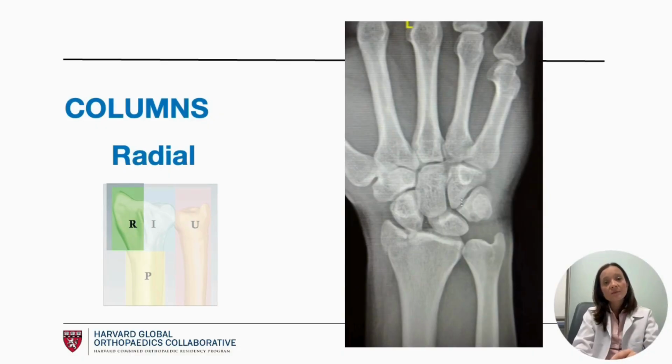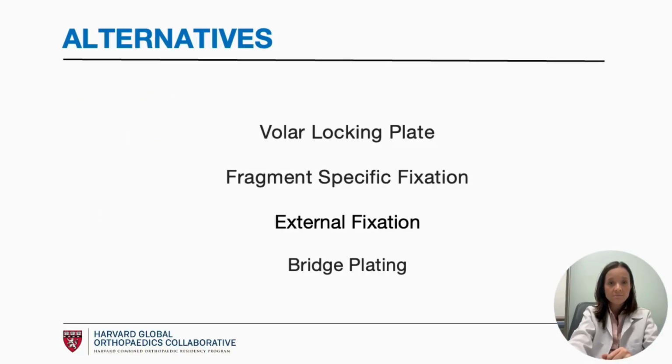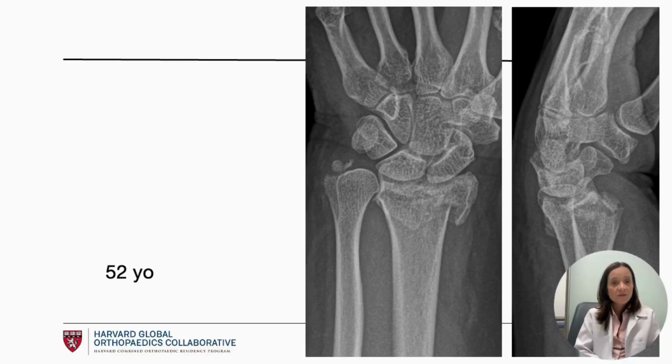The radial column maintains the carpal height and leads to a smooth distribution of load through the wrist. Inability to correct gaps between the intermediate and radial column stresses the scapholunate ligament, which in turn alters carpal kinematics. Moving on to treatment alternatives, I will go over 4 of them, which need to be tailored according to the personality of the fracture. Let's go over the first case.